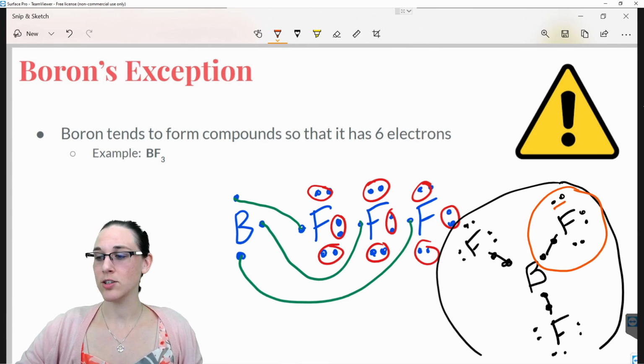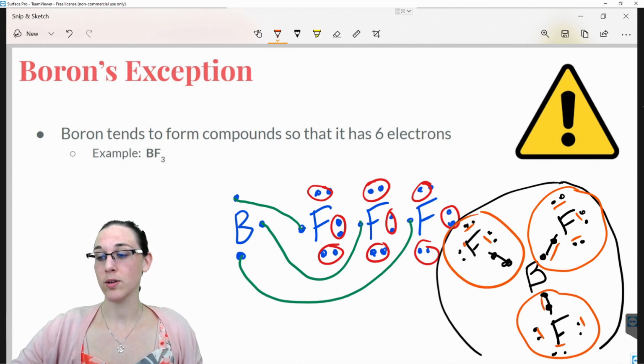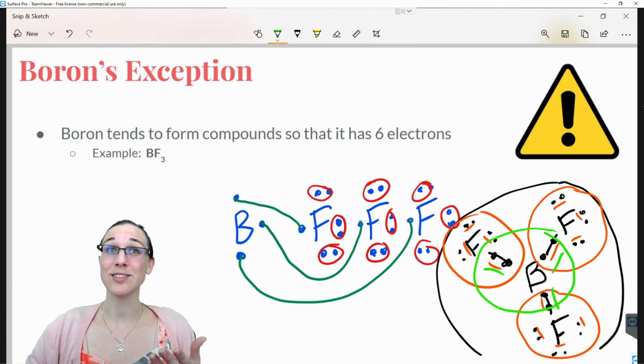So this fluorine has 2, 4, 6, 8. This one has 2, 4, 6, 8. This one has 2, 4, 6, 8 altogether. But from boron's perspective, it only has 2, 4, 6, and it's fine with that.